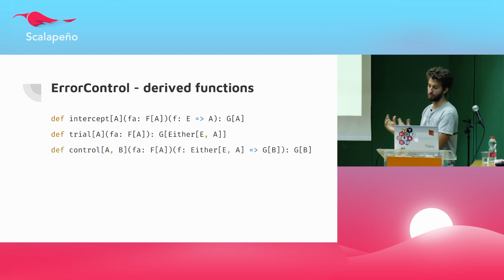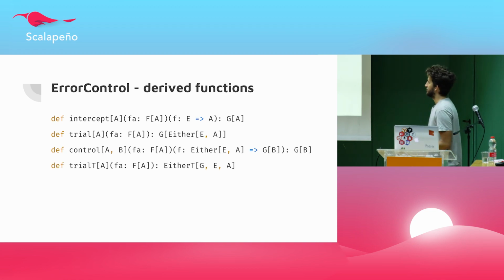And we can also have something like control that is basically like intercept combined with flatMap, like trial combined with flatMap. So basically what we do is say, hey, this might be either an E or an A, and then you can use that however you will to return a G of B, and then the whole computation will return a G of B because of that. And of course what we can also do is define a convenience function called trialT that is the same as trial but will return the monad transformer EitherT instead, since that's sometimes exactly what you want.